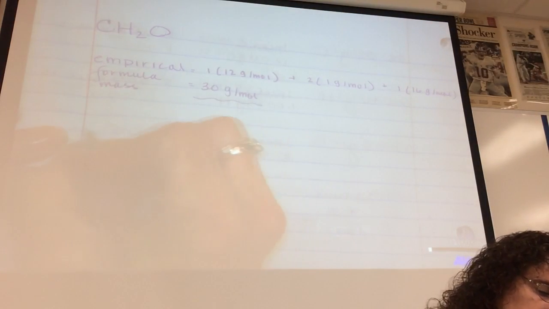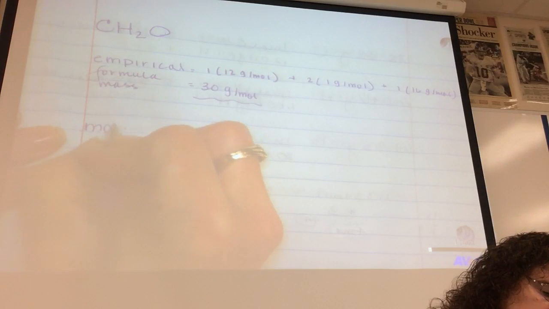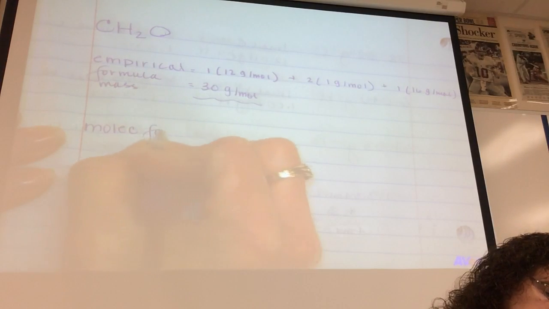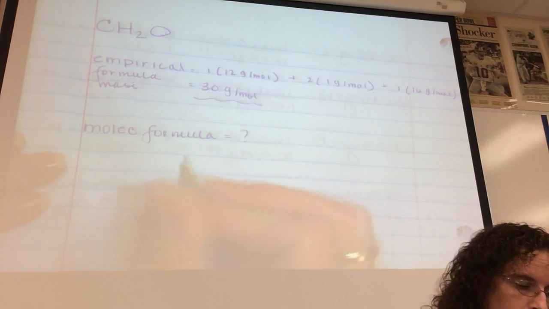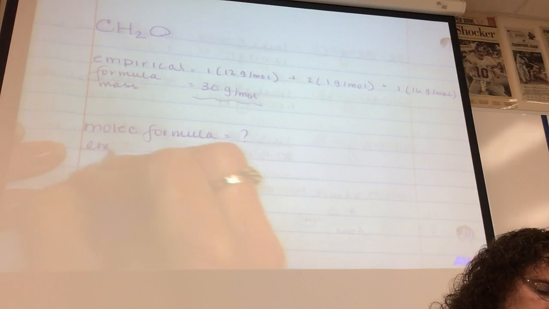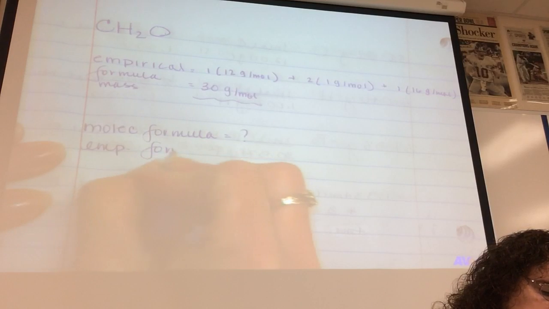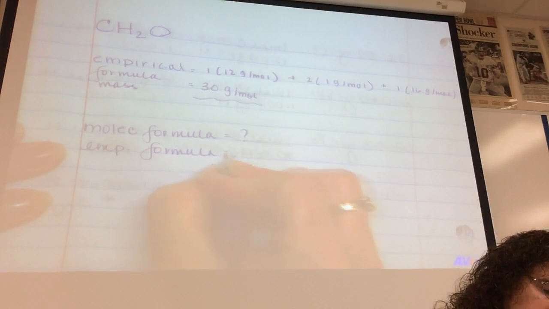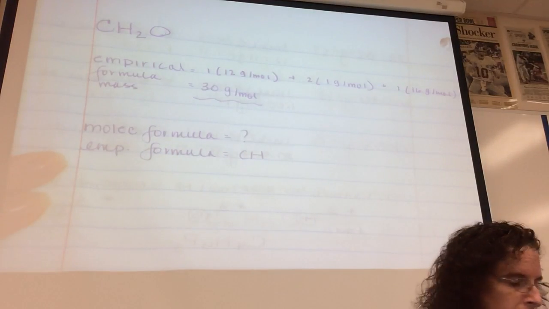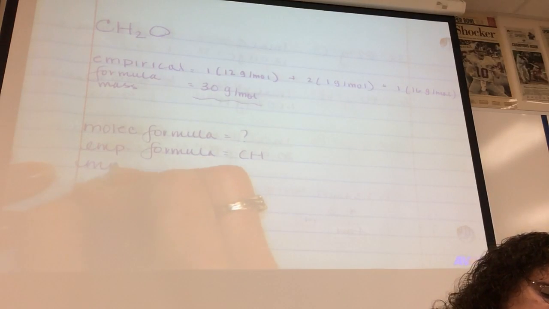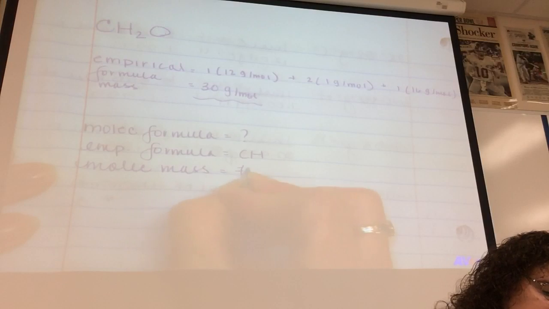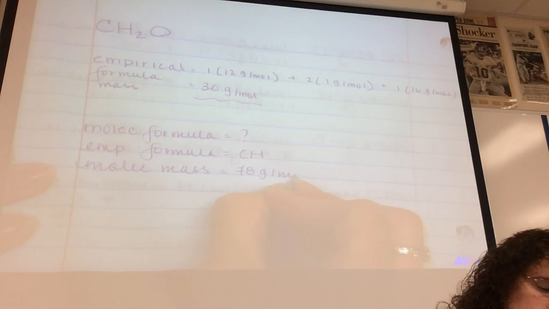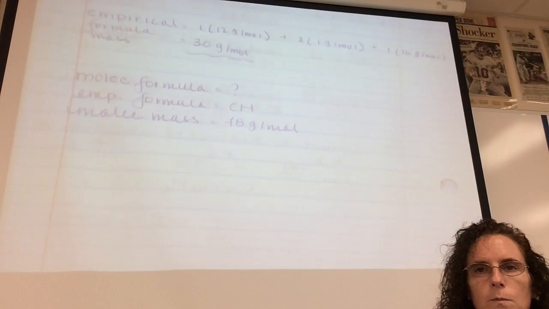So we want to know the molecular formula. That's what we're looking for. The empirical formula is CH, and the molecular mass is 78 grams per mole. So that's what's given.